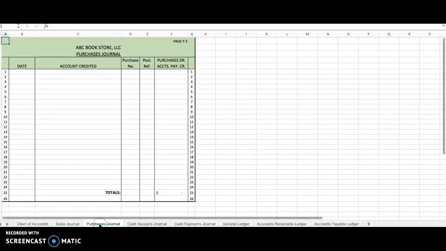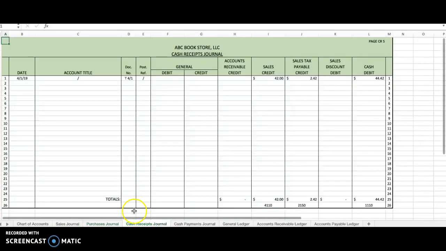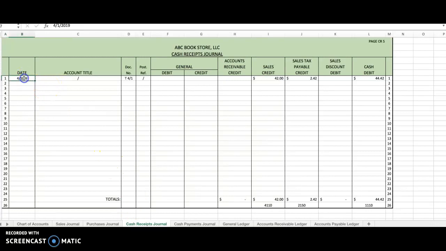So nothing was in the purchases journal. Cash receipts, again, you've had this before. We made cash sales on April the 1st. We have no account title. Nothing is needed here. We don't care who the customers are. They paid us already. They paid us cash. The document number is the cash register tape dated April 1. Nothing needs to be posted individually. That's why the slash mark.